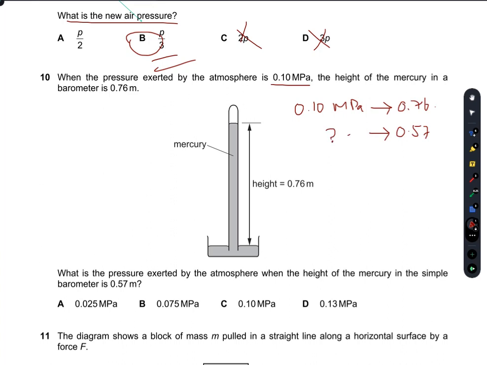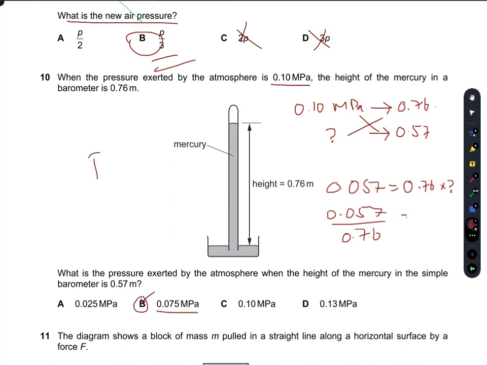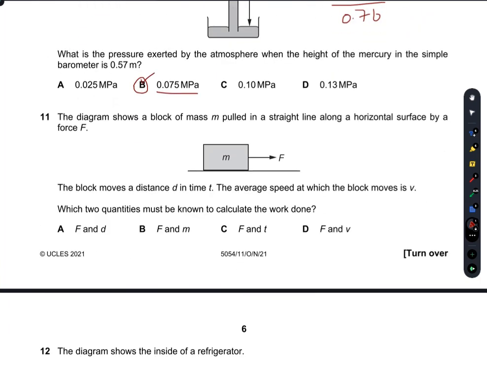So that is simply cross multiplication here. 0.57 into 0.1, that is 0.057, multiplied by the question mark which we have to find. So dividing this by 0.76, I am putting this into the calculator. 0.057 divided by 0.76. So that is 0.075 megapascal. So B is your right answer.